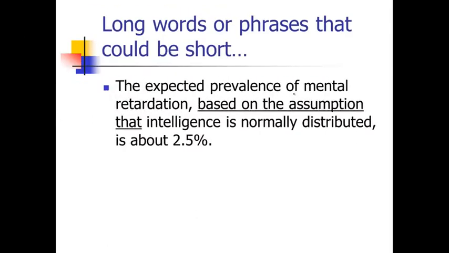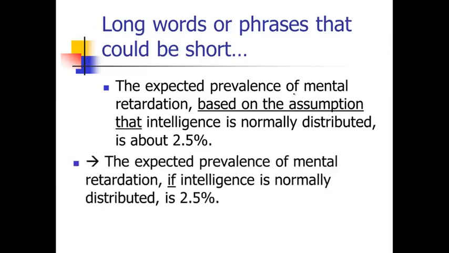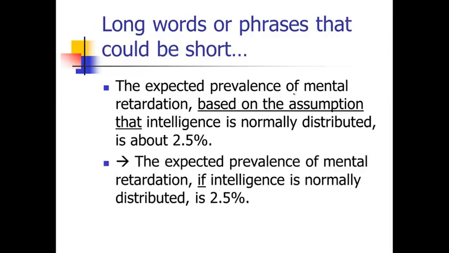So here's an example of a sentence that's got a wordy phrase in it. The expected prevalence of mental retardation based on the assumption that intelligence is normally distributed is about 2.5%. So, based on the assumption that, what's a short way to say that? Well, how about just: if intelligence is normally distributed, the expected prevalence of mental retardation is 2.5%.